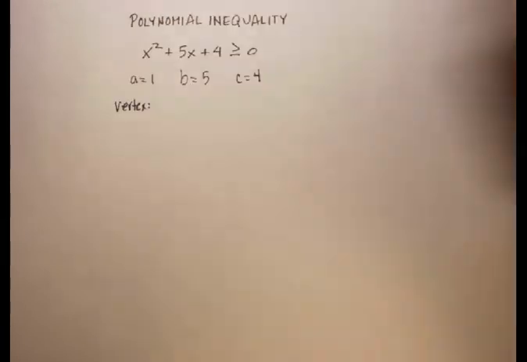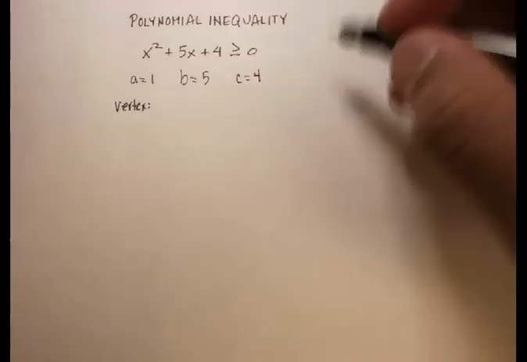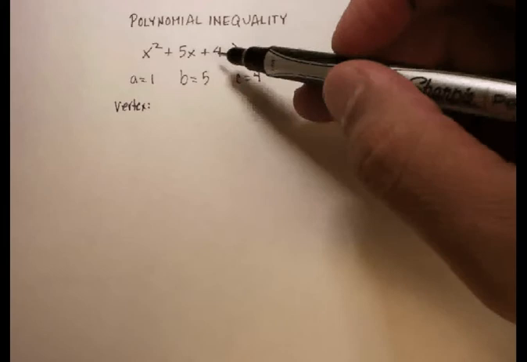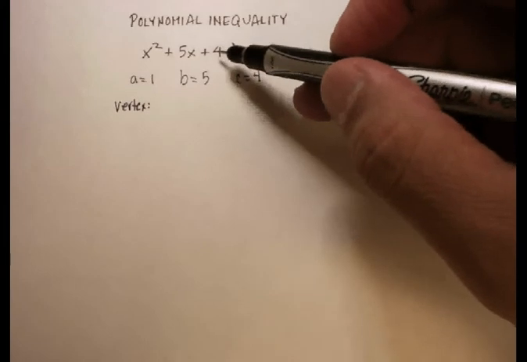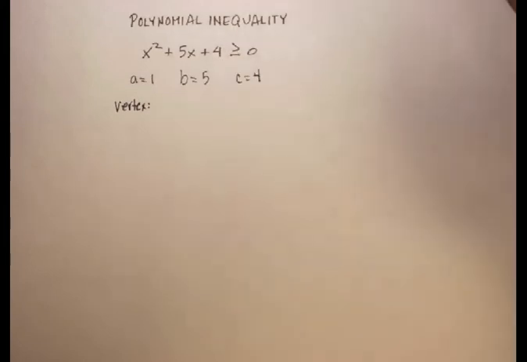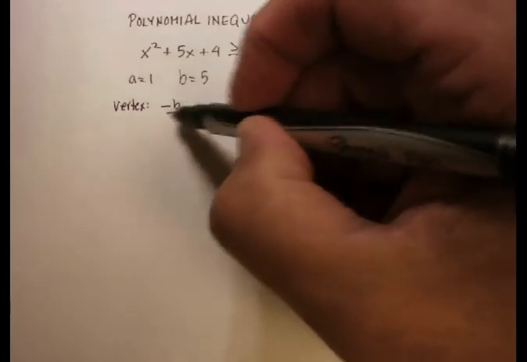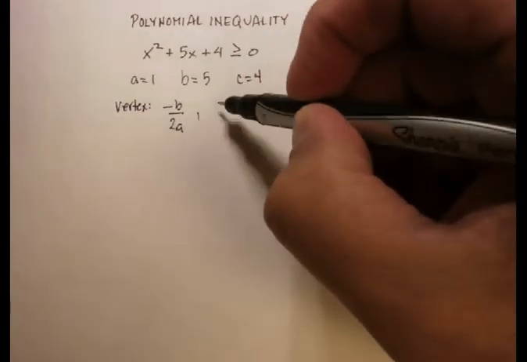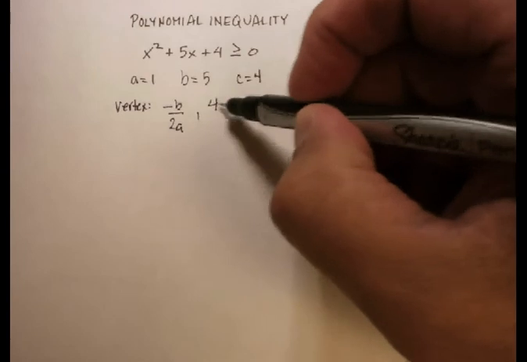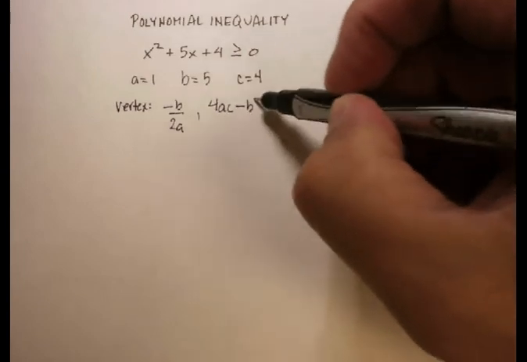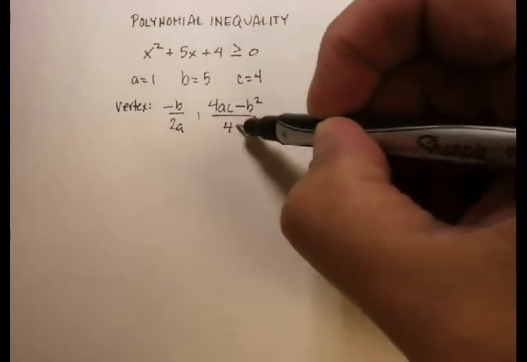We can find what the vertex is. And remember, the vertex in any kind of a quadratic polynomial is going to be a parabola of some kind, isn't it? So we're going to get the vertex as negative b over 2a, and the y value is going to be 4ac minus b squared over 4a.